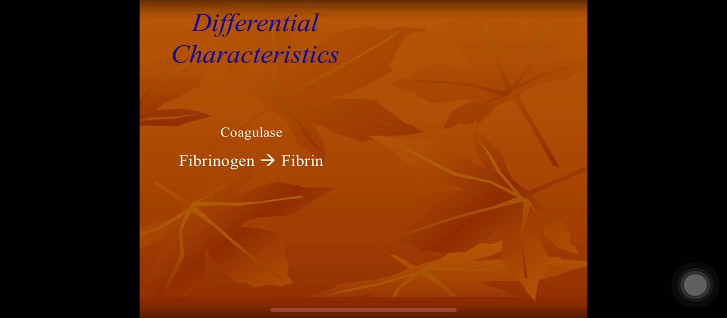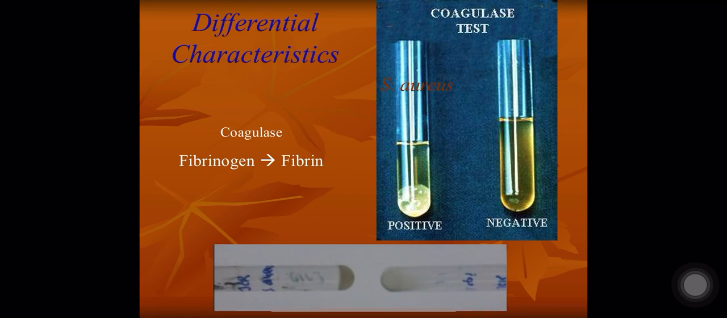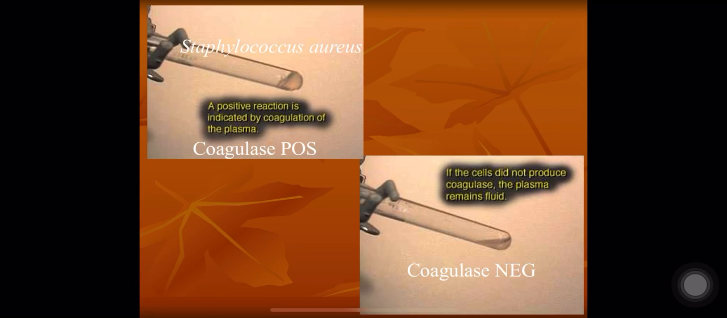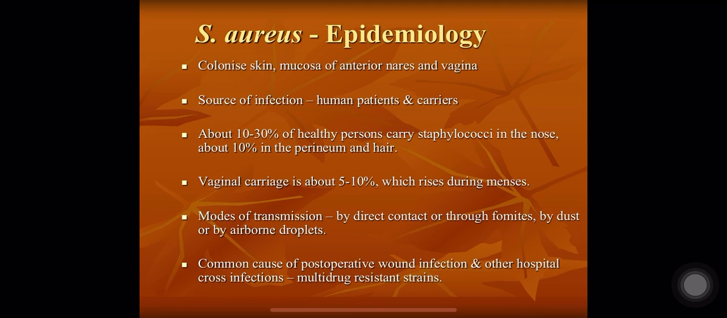In the coagulase test, fibrinogen is converted to fibrin and the fibrin leads to clotting of plasma. Staph aureus has coagulase enzyme which leads to a positive coagulase test. The clotted plasma will not move in case of coagulase positive, and in case of coagulase negative, the plasma will freely remain as a fluid. There are several signature features of Staph aureus which include coagulase positive, mannitol fermentation, phosphatase production, reducing tellurite, thermostable nuclease production, beta hemolysis, golden yellow pigment formation, and gelatin liquefaction.